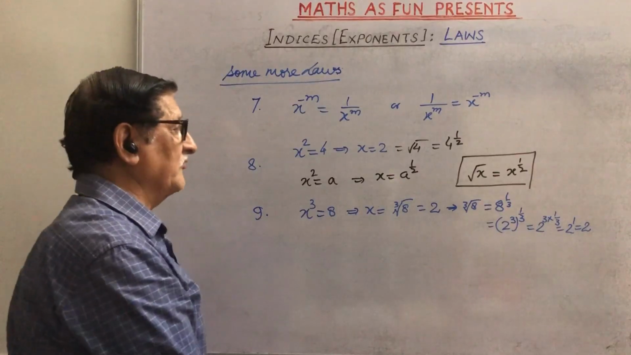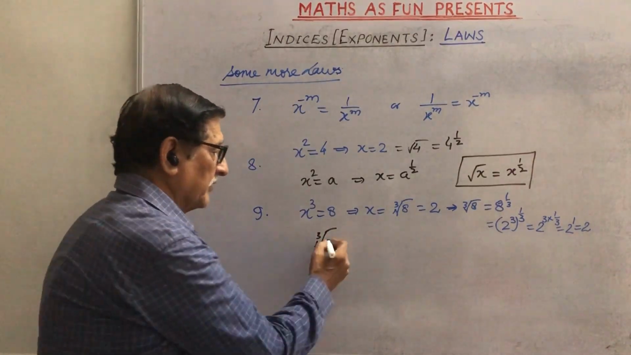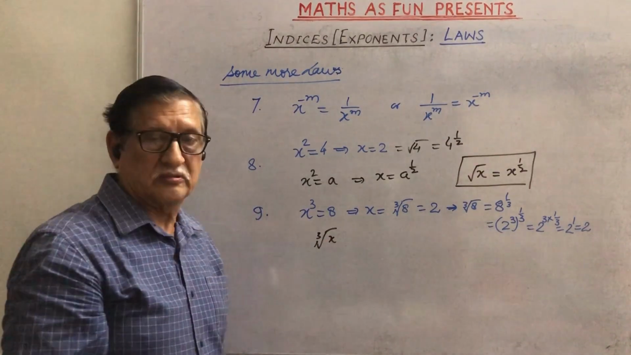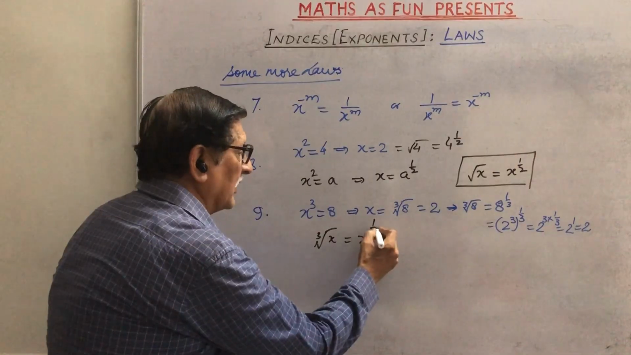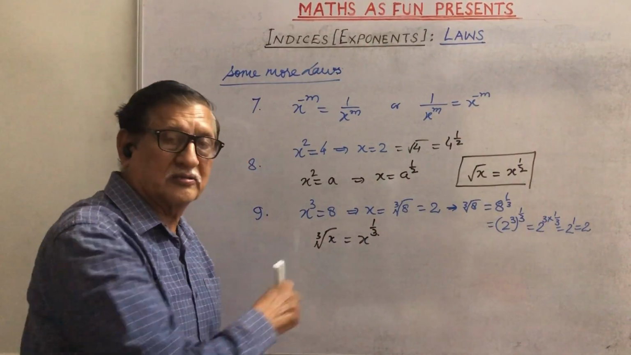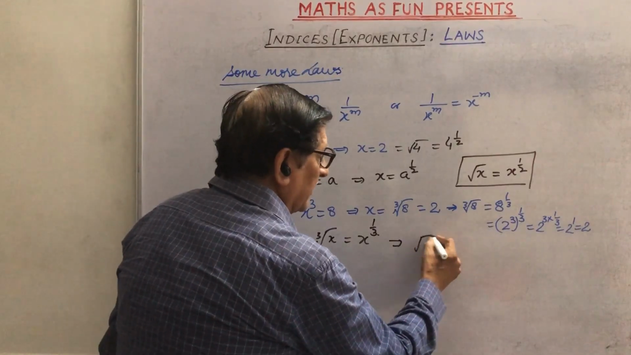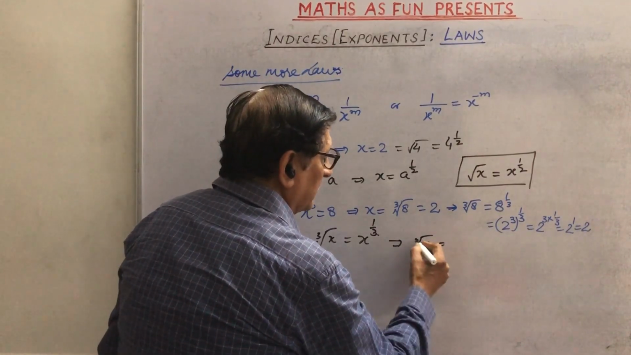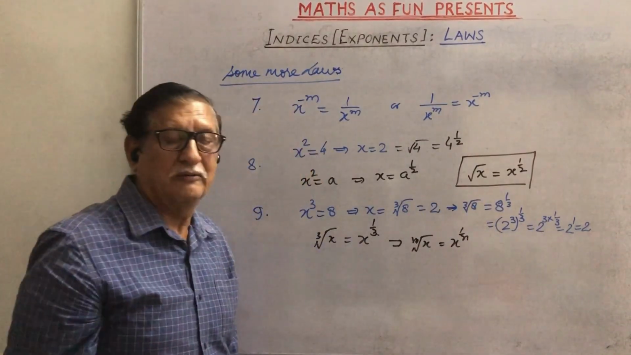So the next law we are understanding is that in case we are writing cube root of x, that can be written as x to the power 1 upon 3. Similarly, going to that we can write nth root of x as x to the power 1 upon n.